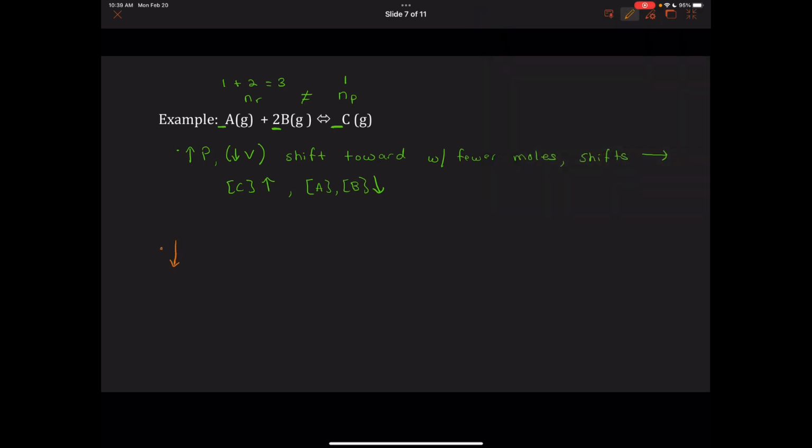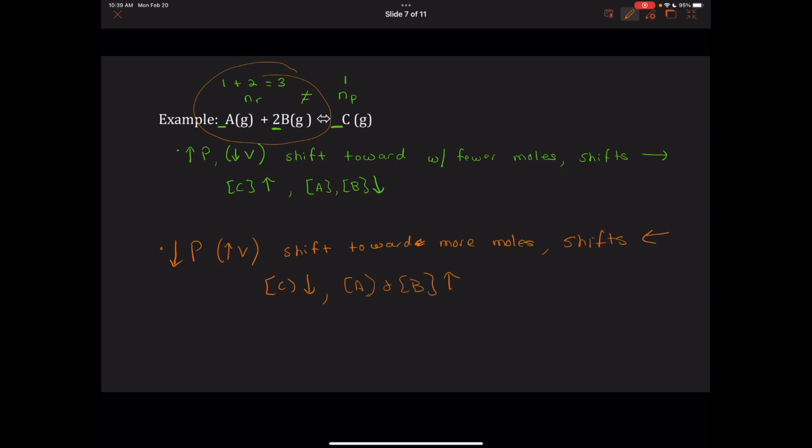But if I were to decrease pressure, which I can achieve by increasing volume, we're going to shift towards the side with more moles, again, so we can bring that pressure back up. So we're going to shift towards more moles, which in this case is here on the reactant side, so it shifts in reverse. This would cause C to go down, A and B to go up.